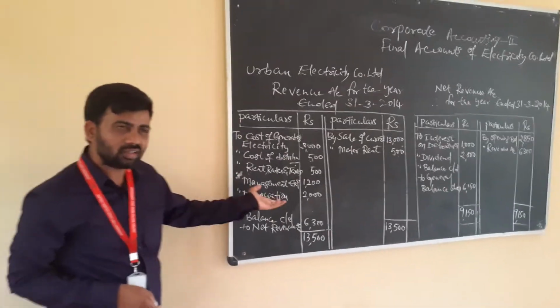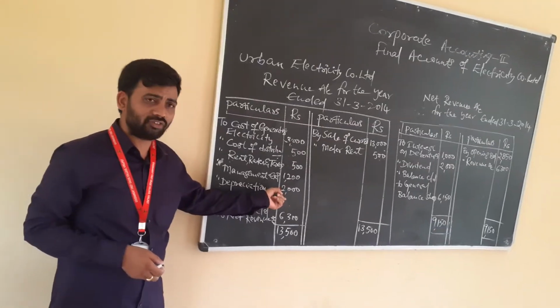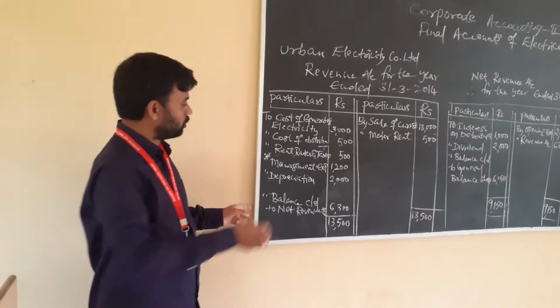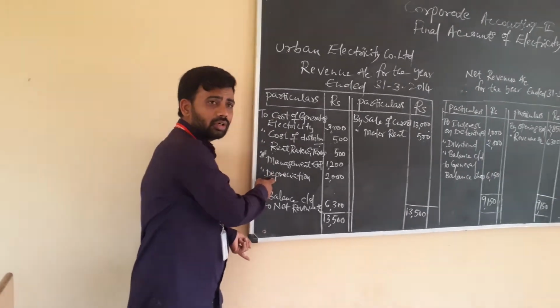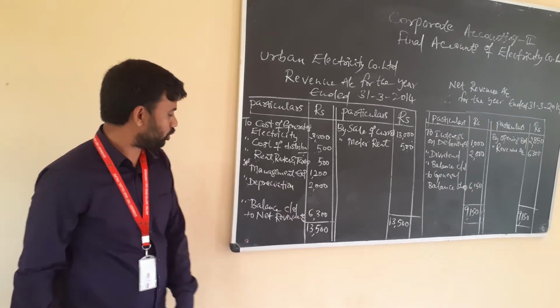Depreciation is loss or reduction in the asset value. It is part of an accounting rule. It needs to be taken as a direct expense. So we have taken it under the debit side of revenue account.